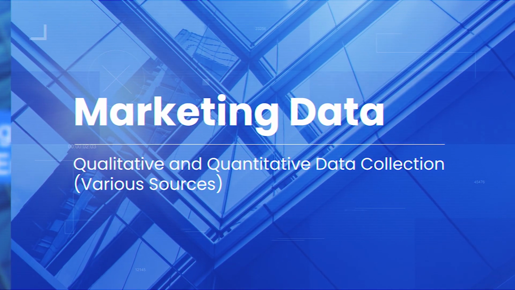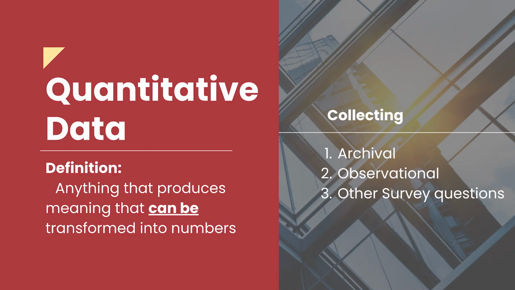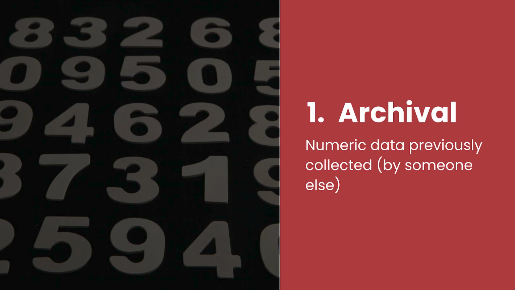Now we're moving on to quantitative data. That is anything that produces meaning that can be transformed into numbers. We will be discussing archival, observational, and other survey questions. The first type of quantitative data collection technique we will discuss is archival. This is when numeric data is previously collected by someone else.